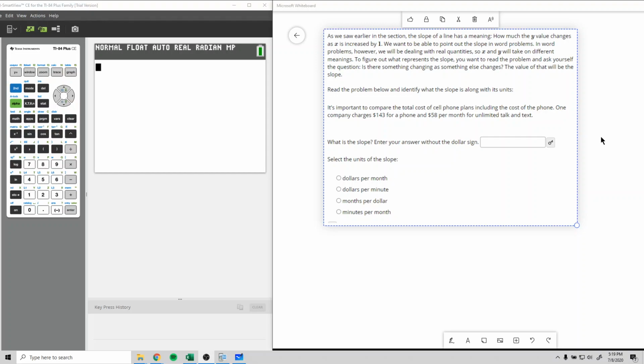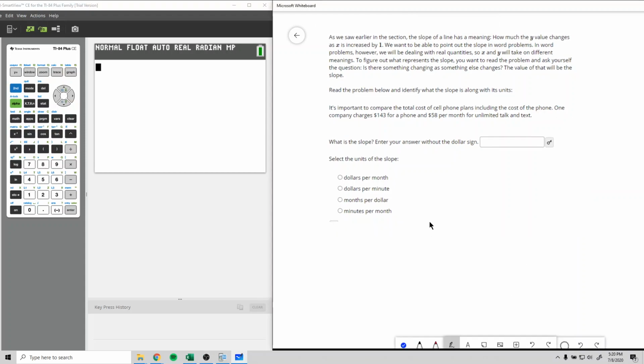Typically, we think about x and y, but with word problems, it's just two different things. Which we'll see in this problem is going to be talking about a phone, so it's going to talk about money, and it's going to be talking about over time, how much you're paying for money compared to time. Right, so it says read the problem below and identify what the slope is along with its units. Right, so this is the actual problem right here where it starts.